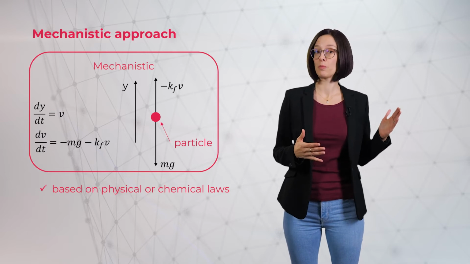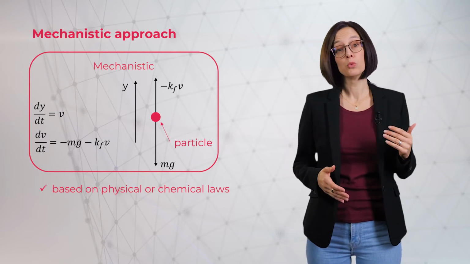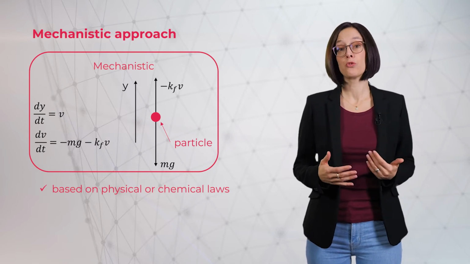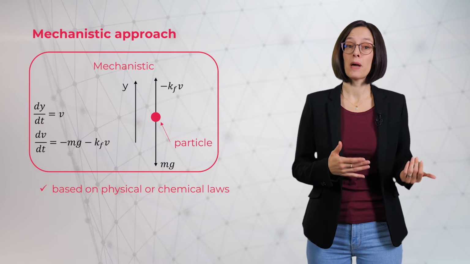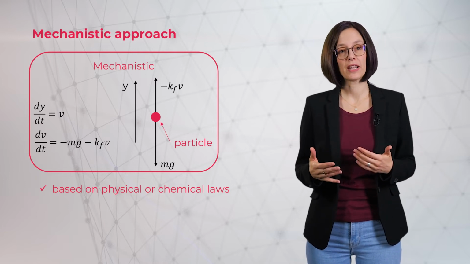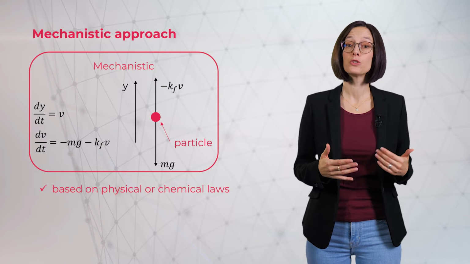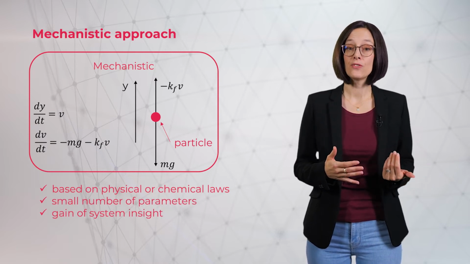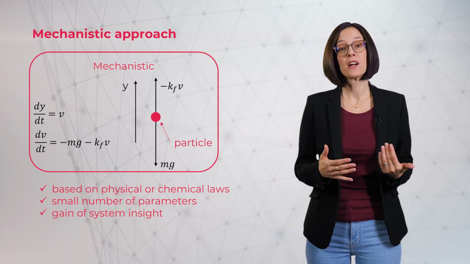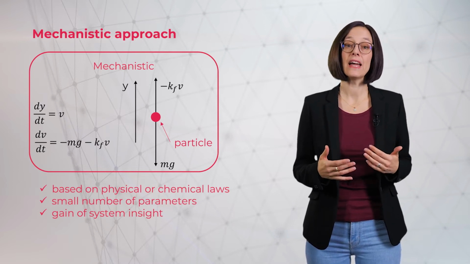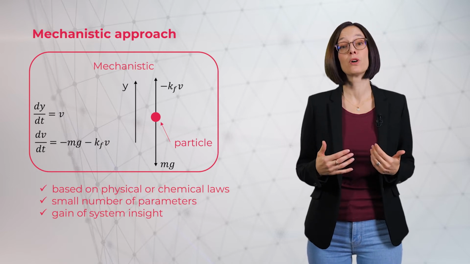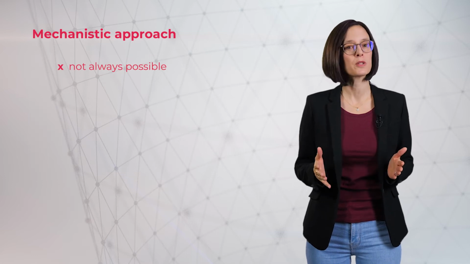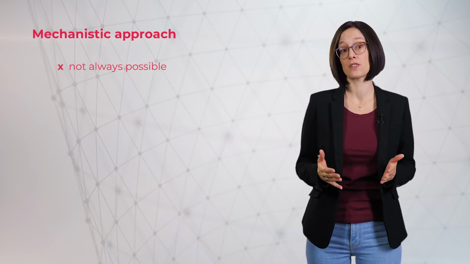Here you see one example. On the left, you see the vertical movement of a particle in y direction in the presence of a gravitational force. It is expressed by mass times g plus the air drag, which is assumed to be proportional to the velocity v with proportional gain kf. The advantages of mechanistic models are the gain of system insight, and that typically only a small number of parameters needs to be selected. However, it is not always possible to derive mechanistic equations.